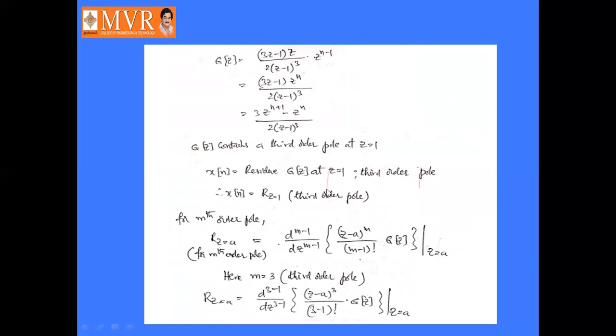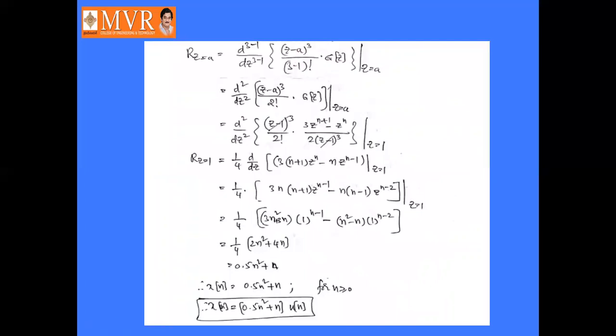Now x of n equals the residue of g of z at z equal to 1, third order pole. In general, for an mth order pole, the residue at z equal to a can be calculated as d power m minus 1 by dz power m minus 1 of (z minus a) whole power m into g of z, divided by (m minus 1) factorial, at z equal to a. Here it is a third order pole, so it becomes d power 3 minus 1 by dz power 3 minus 1 of (z minus a) whole power 3 into g of z by 3 minus 1 factorial at z equal to a. Here a is given as 1.